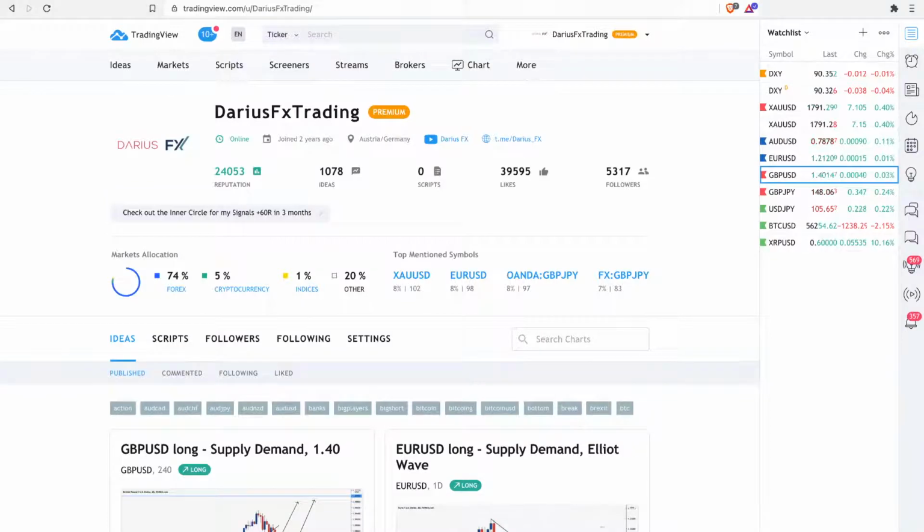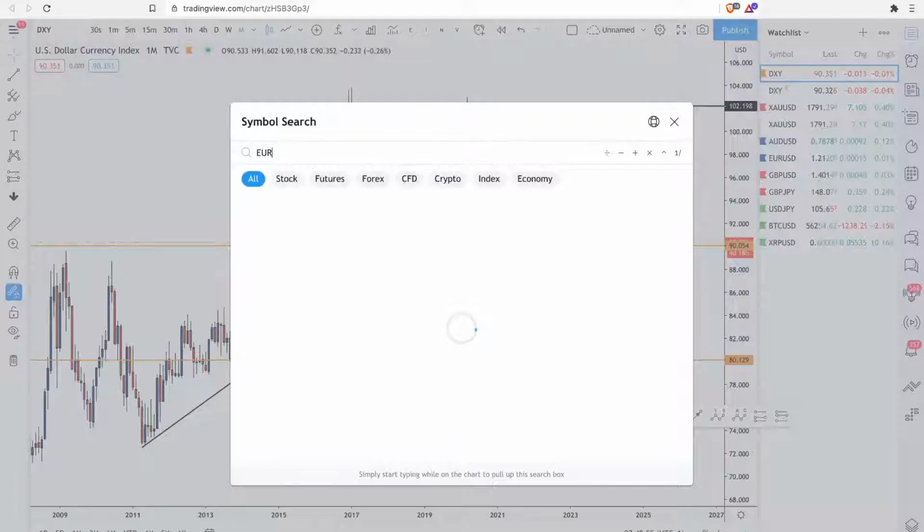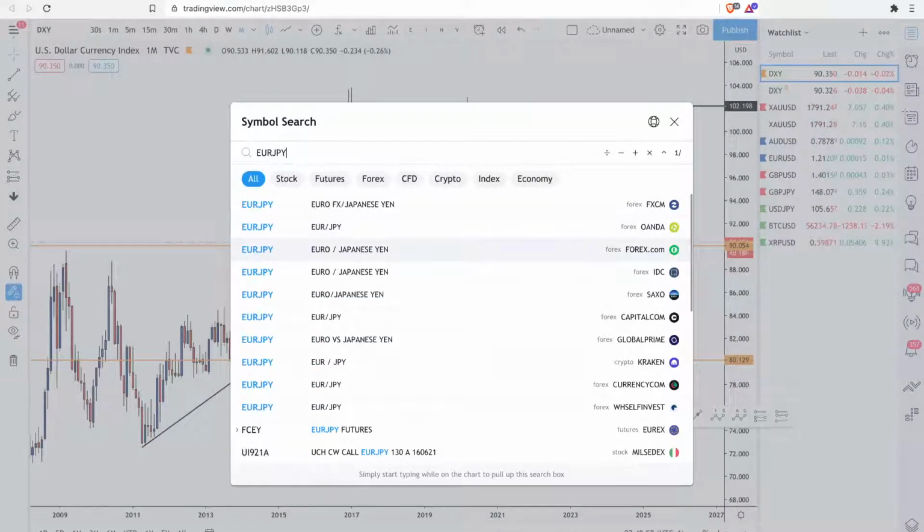If we have a look right now, for example, at the EUR/JPY, that's not a pair that I trade. I was not trading that pair the last couple of months. Of course, in my beginning in Forex, I was trading EUR/JPY pretty often.